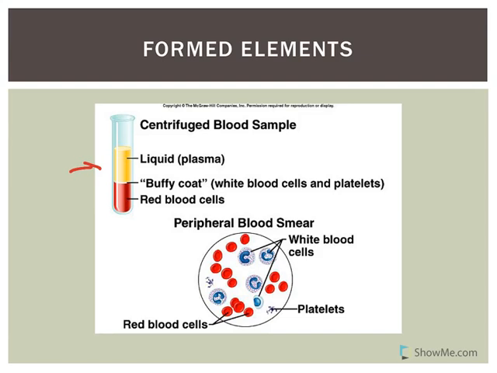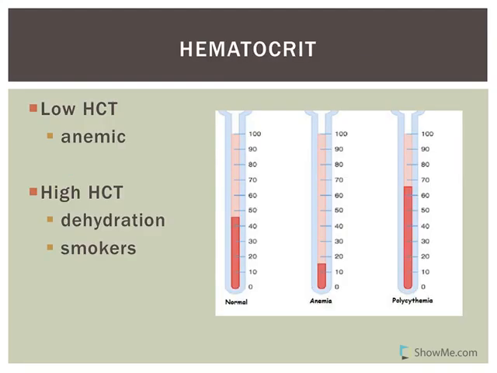And if they want to test how much of the blood is formed elements, they do a hematocrit. Hematocrit is also often abbreviated HCT, which you see right here, or they call it packed cell volume. The hematocrit is a percentage. It's important to realize it's the percentage of your blood that contains the formed elements.